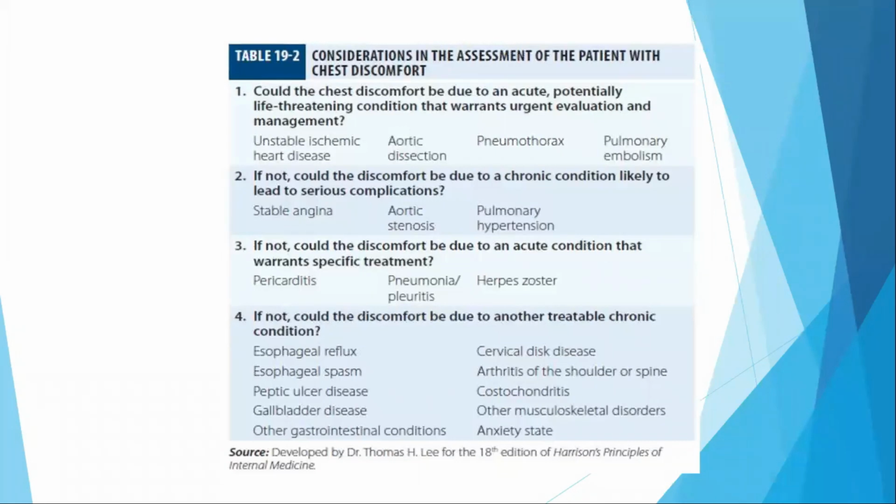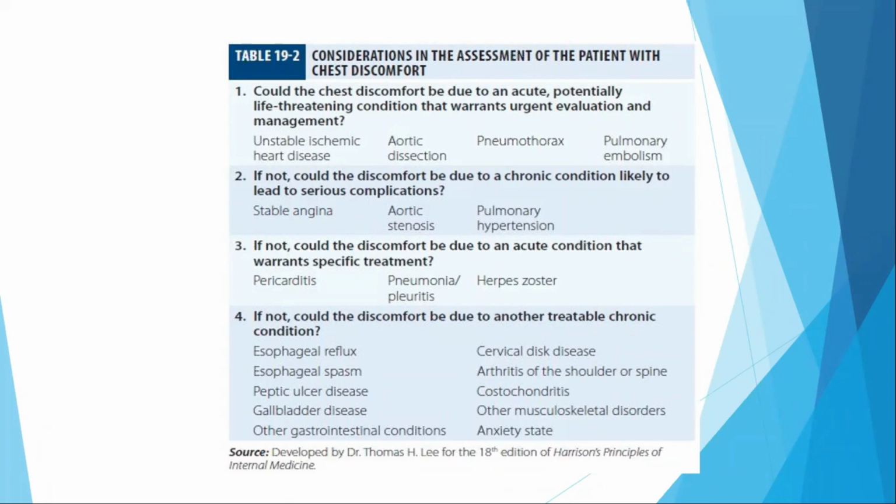Could the chest discomfort be due to an acute, potentially life-threatening condition that warrants urgent evaluation and management, which includes unstable ischemic heart disease, aortic dissection, pneumothorax, pulmonary embolism? If not, could the discomfort be due to a chronic condition likely to lead to serious complications, like stable angina, aortic stenosis, and pulmonary hypertension?